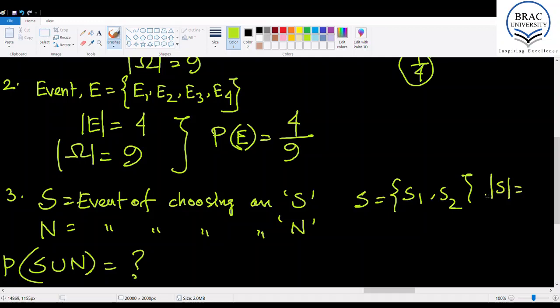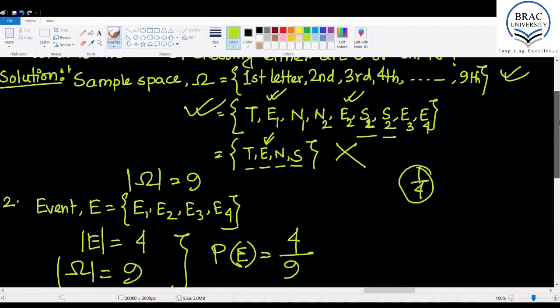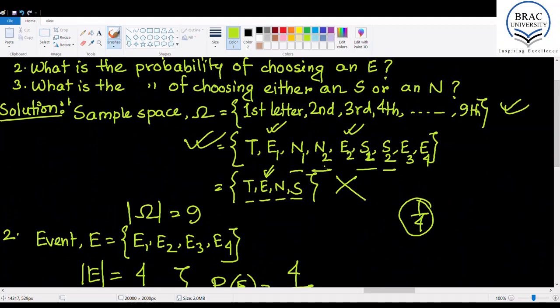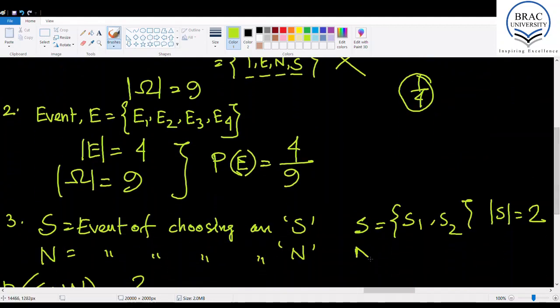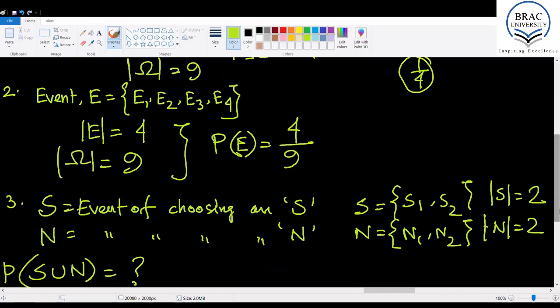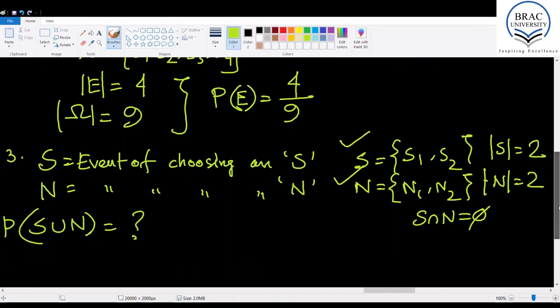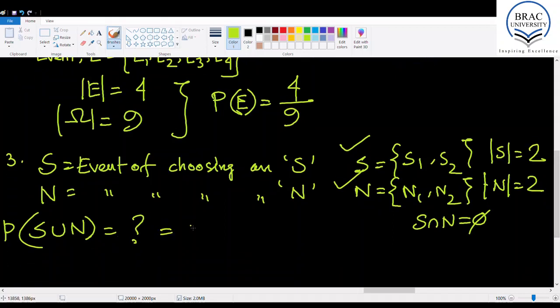So cardinality of S equals to 2. Again, there are 2 N in it. So in set N, there will be N1 and N2, 2 elements. Its cardinality is also 2. And note that there is no common element in between these 2 sets. So these 2 sets are disjoint sets. So we can use our third axiom that states that P of S union N for 2 disjoint events S and N will be P of S plus P of N, right?